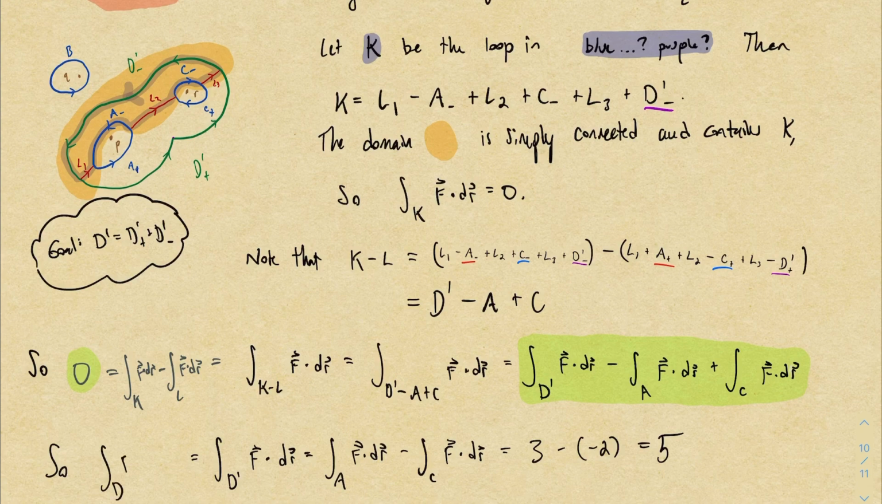That's the integral over D1, and then initially we showed that the integral over D1 is the same as the integral over D. And there we go. Checkmate, or something, whatever you want to say, we've won the game.